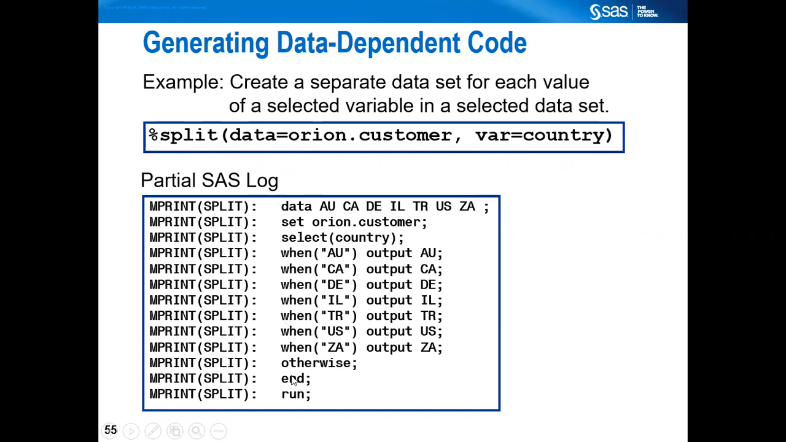So this is a simple SAS data step where, from a single data set, you create multiple data sets with this condition: when the country value is AU, output to AU. When the country value is CA, output to CA. Remember this code? The same code, when you call this split, is shown in the log. This is your original data set.